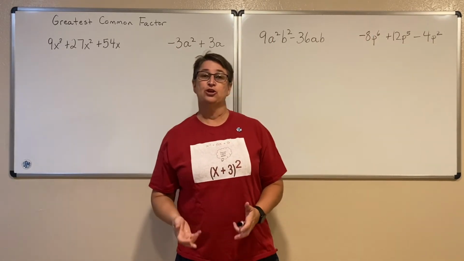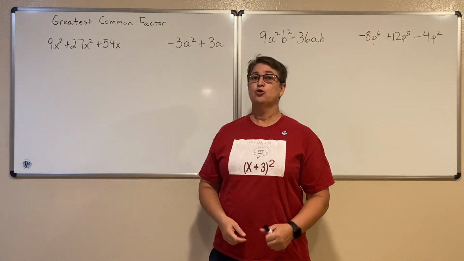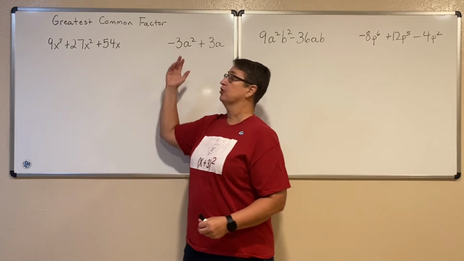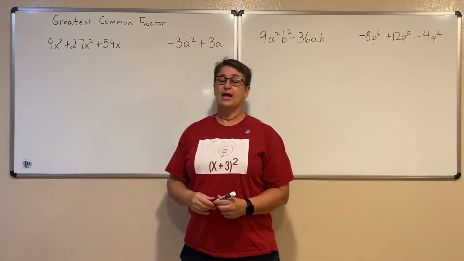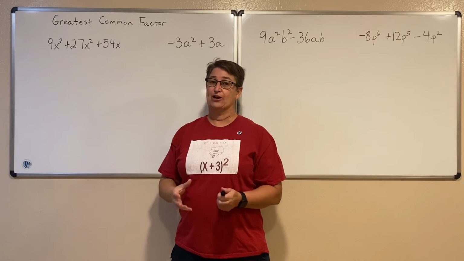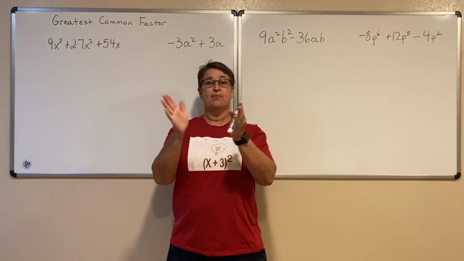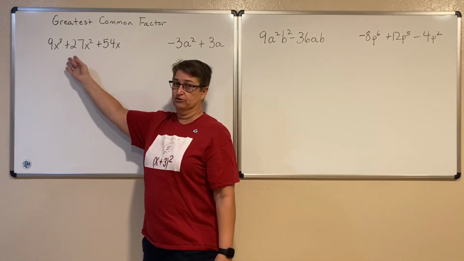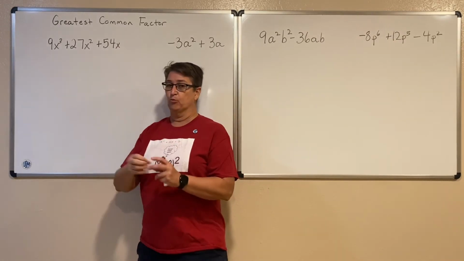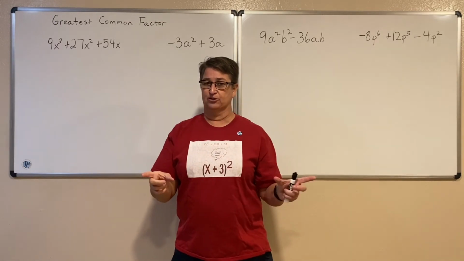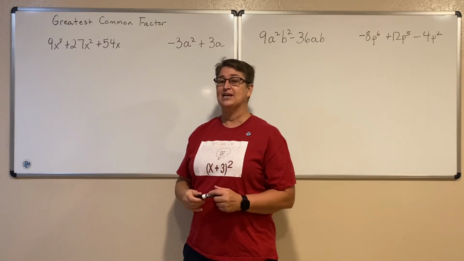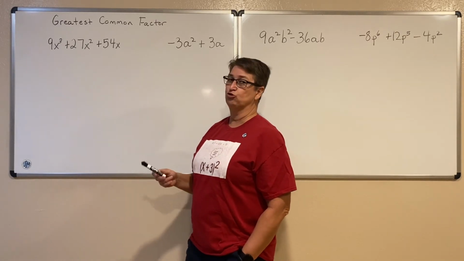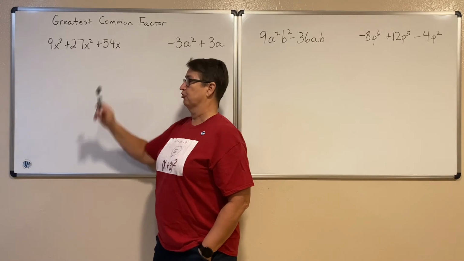Okay, now we're going to use our greatest common factor to factor a trinomial or a binomial, a polynomial. The first thing we do when we're factoring is look for two numbers that multiply together to make our original product. So we're given the product and we're going to break it up into two factors. We're going to do that by finding the greatest common factor.